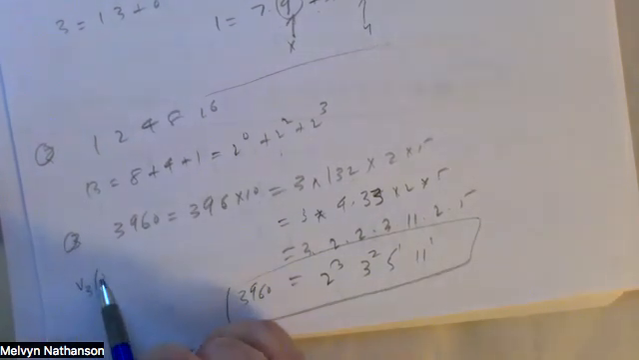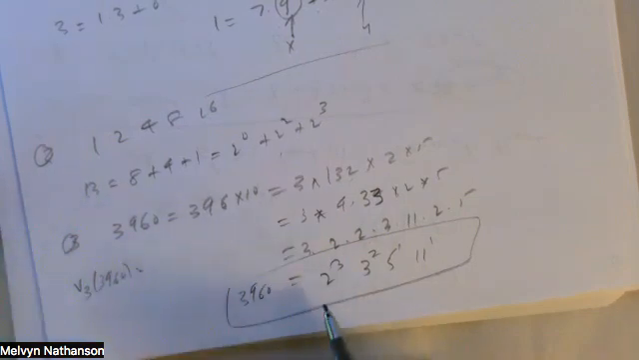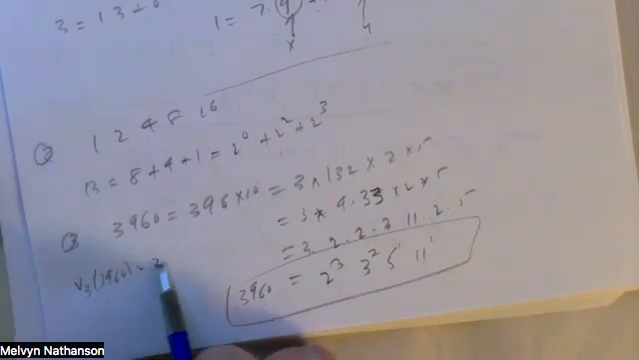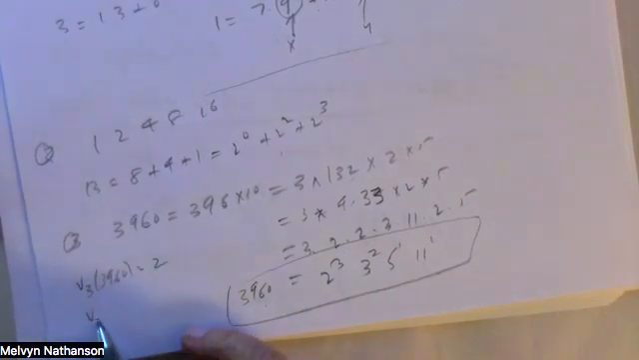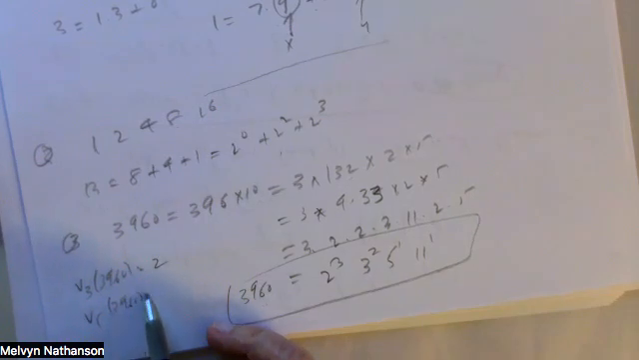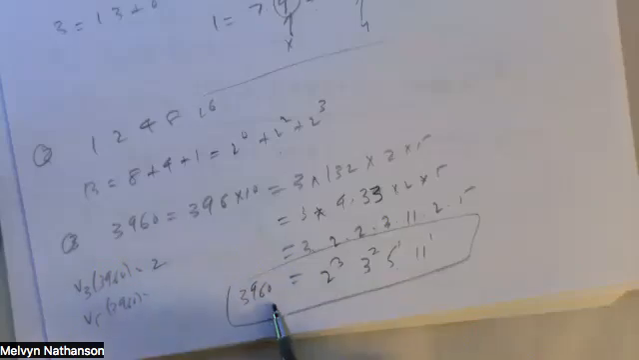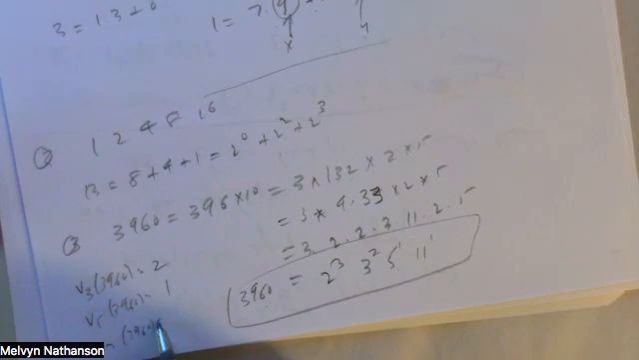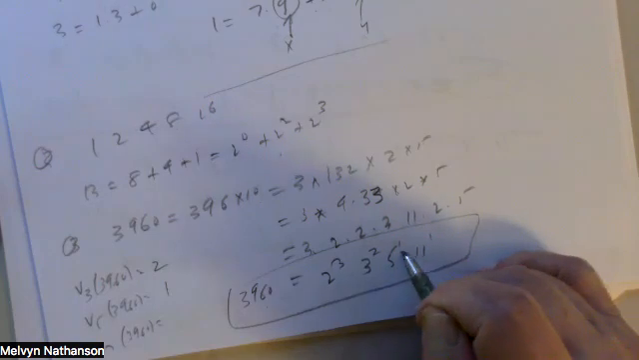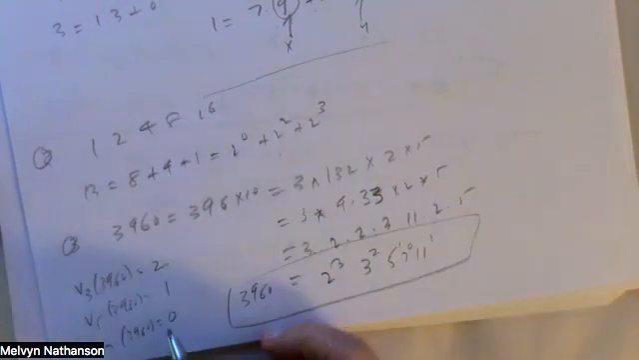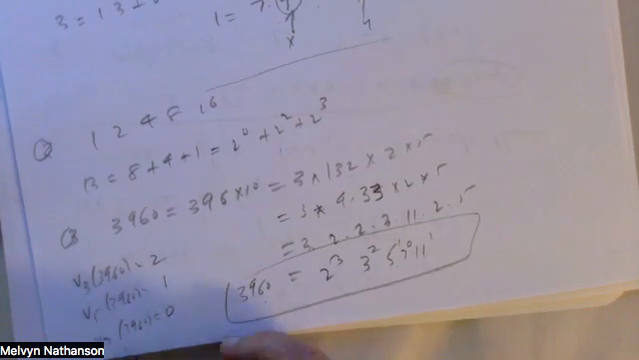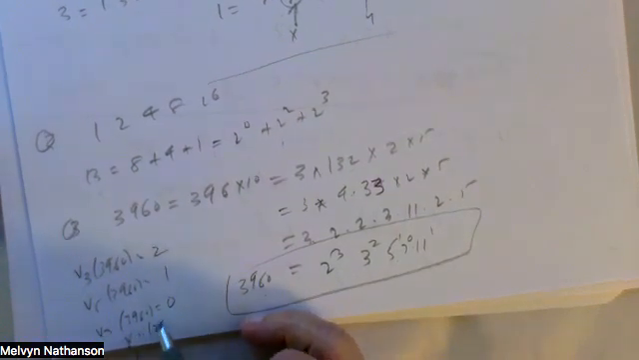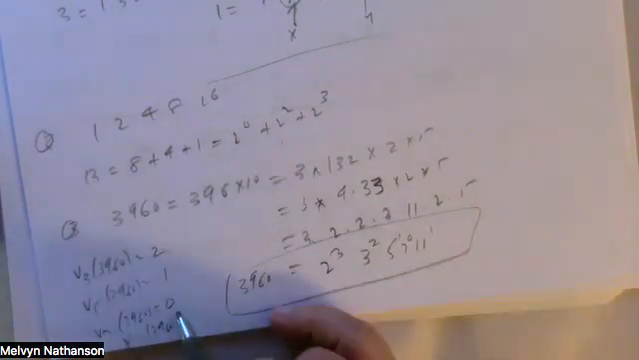So V3 of 3960, that's the highest power of 3 that goes into this number, which looks like it's the second power. V5 of 3960, highest power of 5 that goes into this number is the first power. V7 of 3960, that's the highest power of 7 that goes into this. 7 isn't here, or if you like, it's 7 to the 0, which is 1. That's the 0th power. V11 of 3960 is 1.